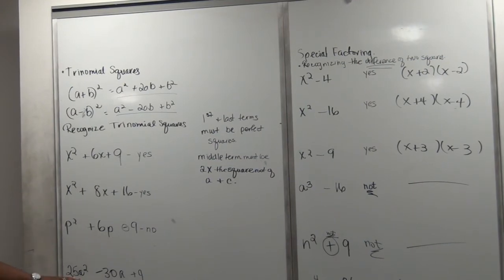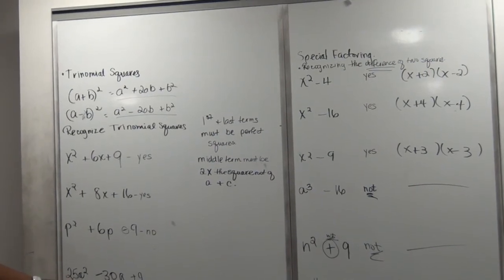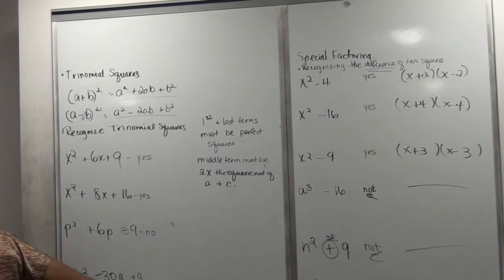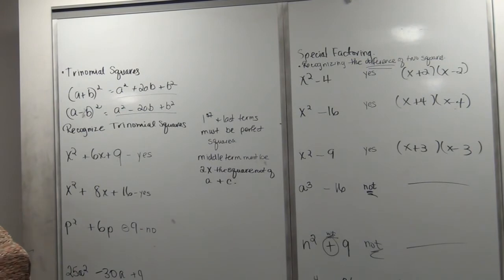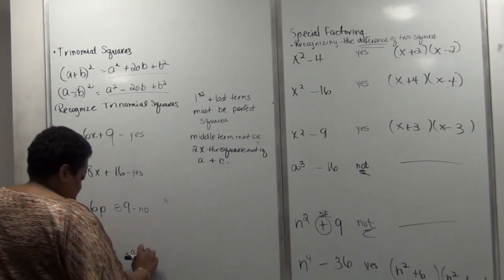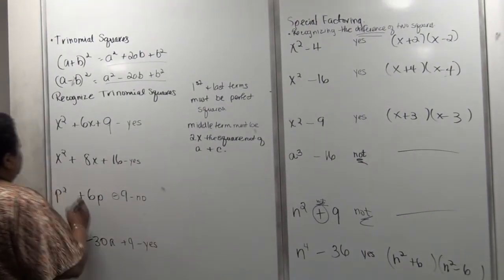What's the square root of this? 50. 5. What's the square root of this? 3. It's 5 times 3. 15. If you double it, that's a what? Yes. So this is a what? Yes. Now, how do you factor these?